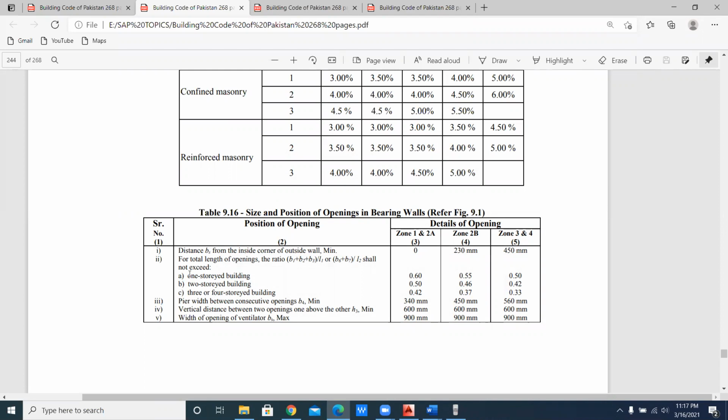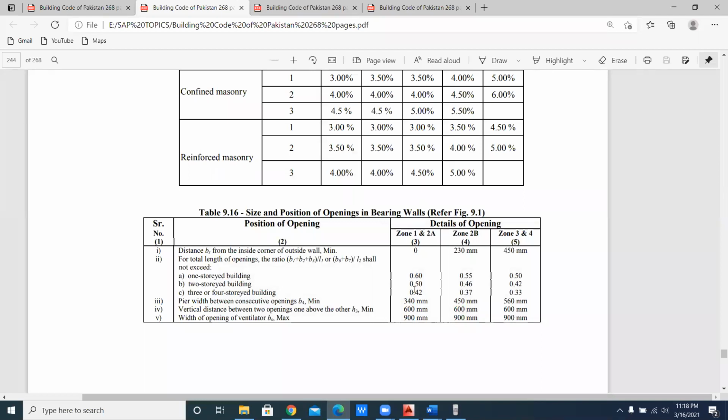Okay, one story for one story building, if you are working in zone 2B and zone 2A. As I am from Dera Ismail Khan, Muhammad Walid, my zone is 2A. For a one story building the factor is 0.60, for a two story building 0.50, and for a 3 or 4 story building we have to take 0.42. What is basically 0.42?